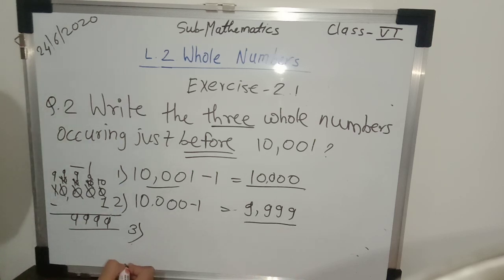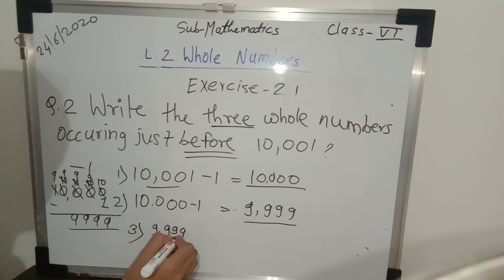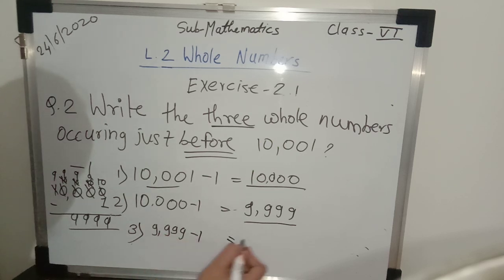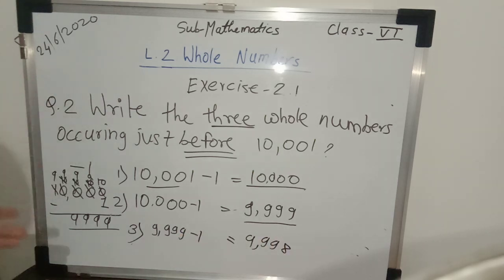We have to subtract 1 from the second one. 9,999 minus 1 is very simple: if we subtract 1 from the last 9, we get 9,998. So the simple thing to remember is that when before and after come, you have to subtract and add 1. Instead of these numbers, you can take your own numbers and find their predecessor and successor. You can take the largest numbers and find their before and after numbers.